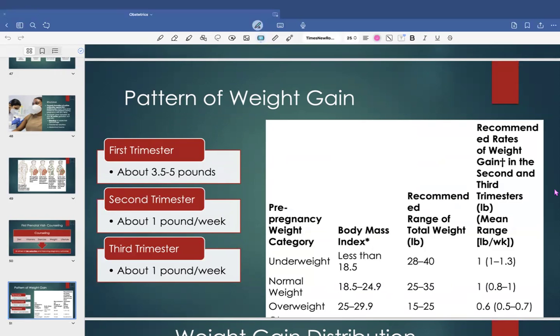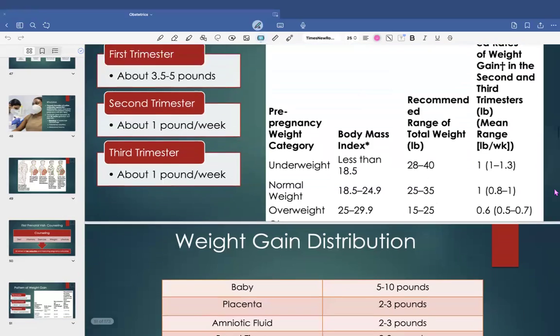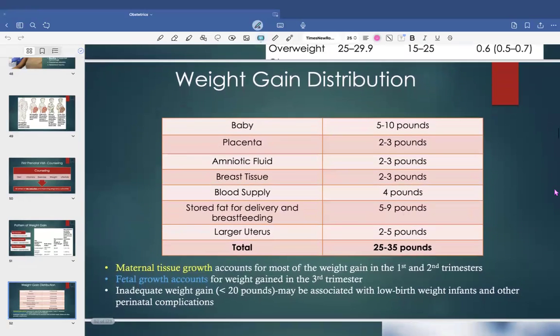The baby itself is probably going to weigh 5 to 10 pounds. The placenta, amniotic fluid, and breast tissue can weigh anywhere between 2 to 3 pounds. Blood supply is about 4 pounds. Stored fat for delivery and breastfeeding is about 5 to 9 pounds. A larger uterus can weigh 2 to 5 pounds. So in total, we're looking at about 25 to 35 pounds of weight gain during the pregnancy.